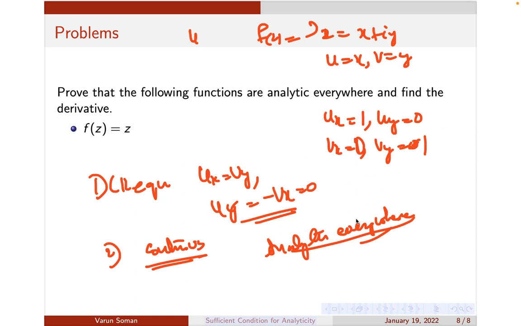Now can you find the derivative of this? Your derivative is actually ux plus i vx. What is your u here? u is x here. What is ux? ux is 1. What is vx? vx is 0. So the derivative will simply be 1 only. I hope it is clear.